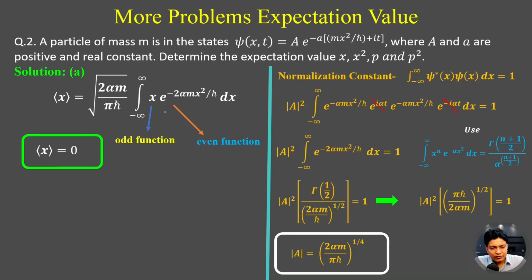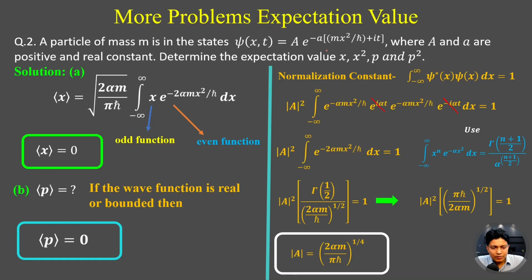Similarly, we can calculate the expectation value of p, and we can use the shortcut because here the wave function is a real wave function. So if the wave function is real or bounded, the expectation value of p will be equal to 0. So the expectation value of p will be equal to 0 in this problem.